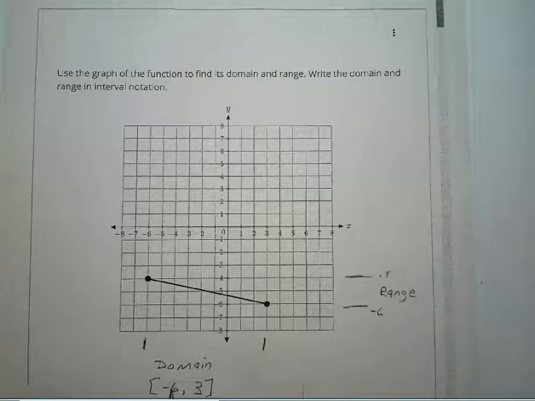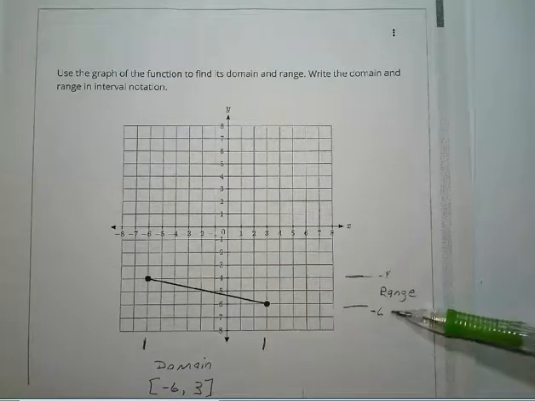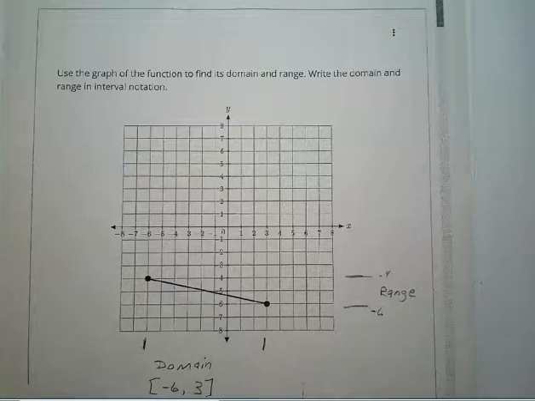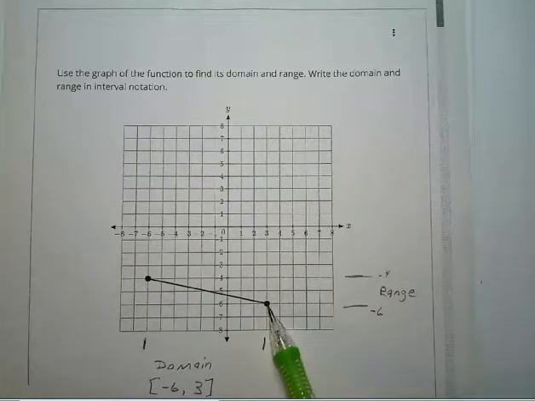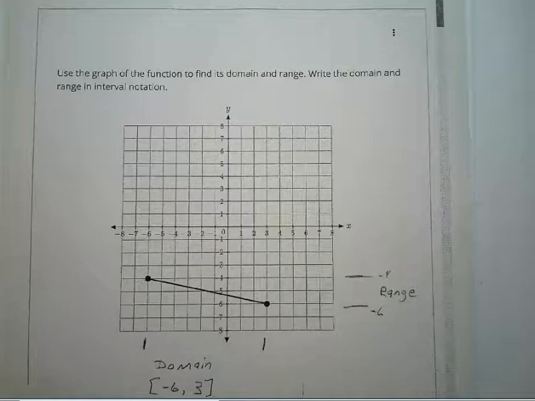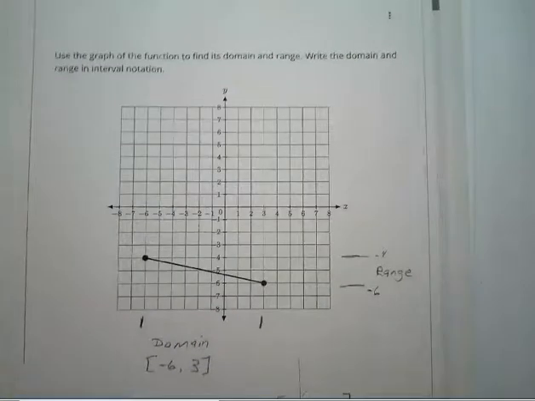Now for your range, as you can see here, it goes from -6 to -4, pretty short range. But because both of them have closed circles, you have y equals -6 with a closed circle, you have y equals -4 with a closed circle. Both of those will have a bracket. So your range is from -6 to -4, both with a bracket.